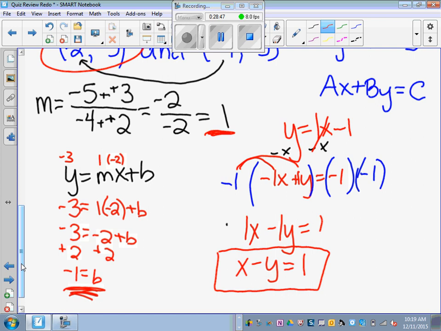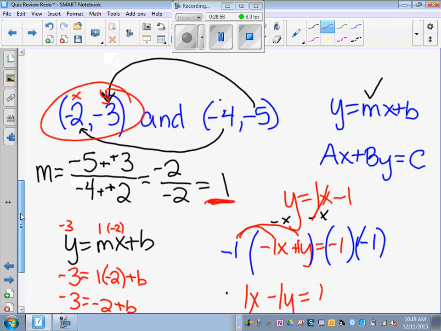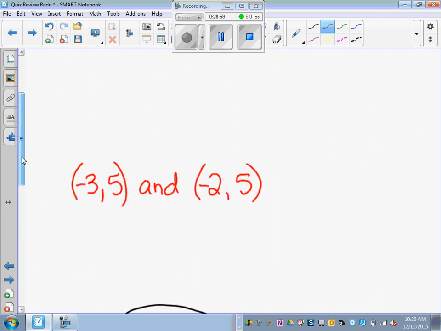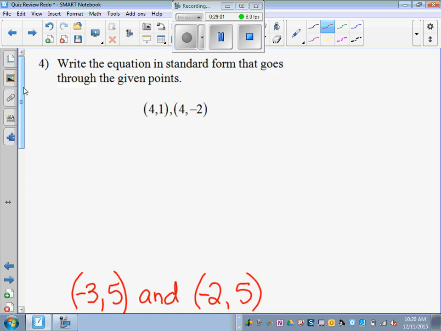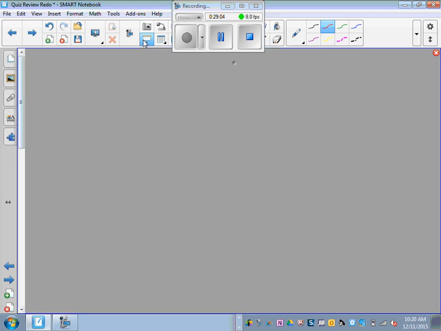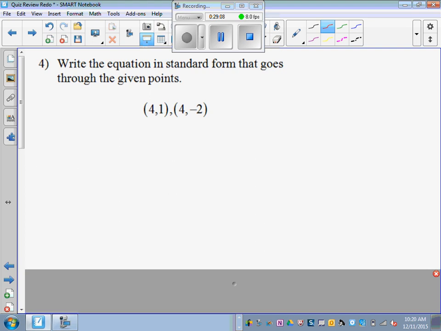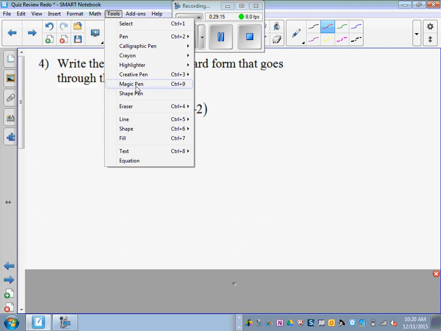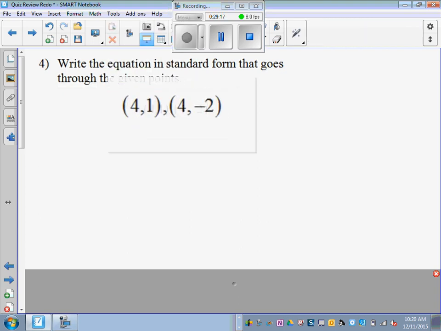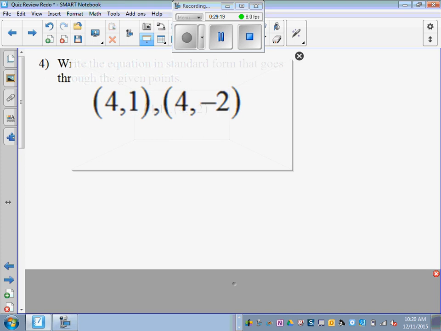Okay, we're gonna do 2 more that require us to find slope, because some of you forgot stuff from October or November, whenever it was we left it. Alright, so the first one we're gonna do is this up here. It says write the equation in standard form that goes through the given points. So go ahead and write down these 2 points.